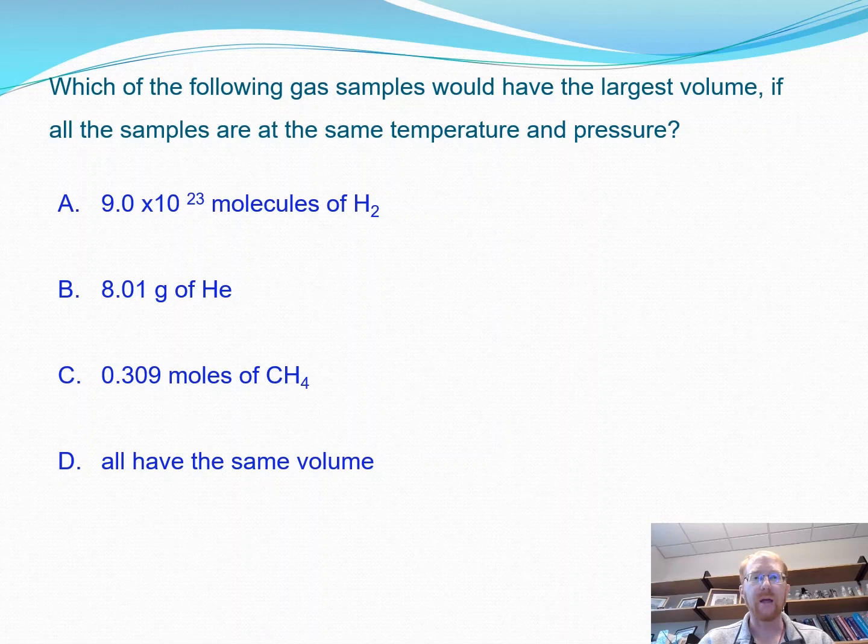Okay, let's look at this question. Which of the following gas samples would have the largest volume if all the samples are at the same temperature and pressure? So go ahead, hit pause, and work your way through this one.